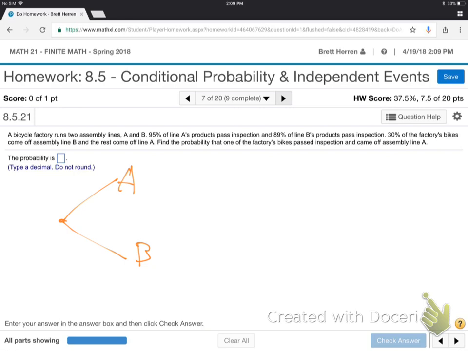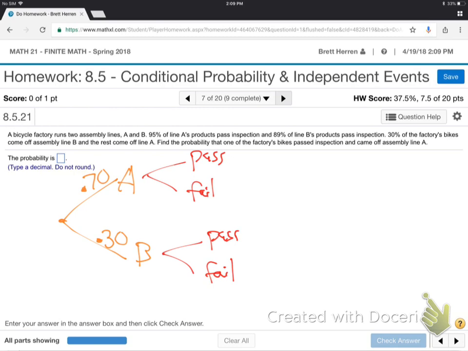Do we know percentages on that? 30% of the bikes come off B, so this is 0.30. So what percentage of the bikes come off A? 70% must come off assembly line A, because it's either A or B. There's no C. Good so far? Now, if it comes off A, it can either pass inspection or fail inspection. If it comes off B, it can either pass inspection or fail inspection.